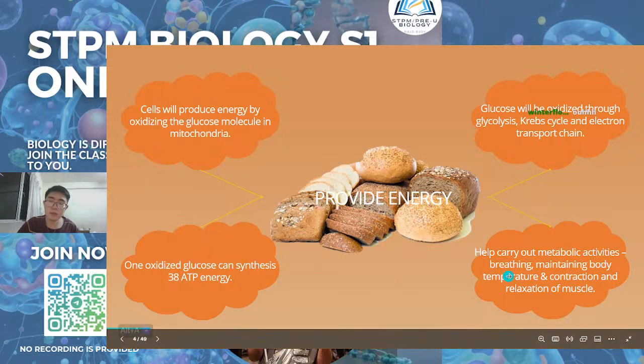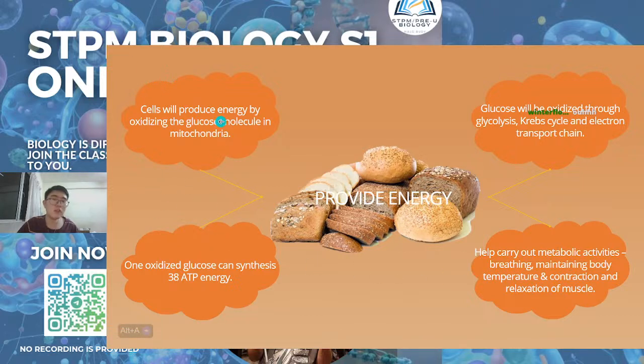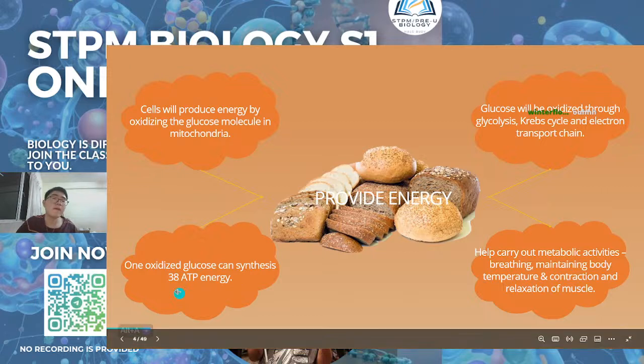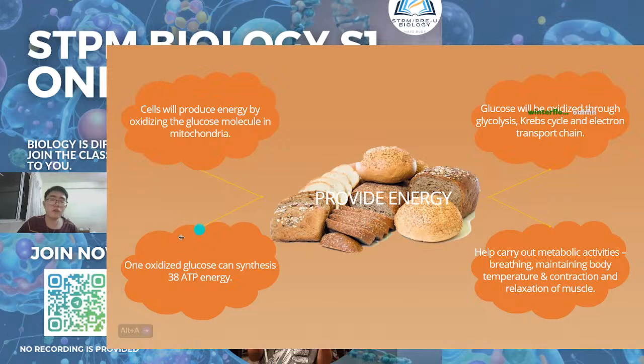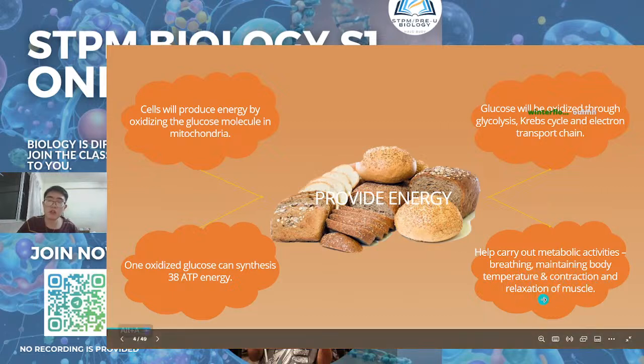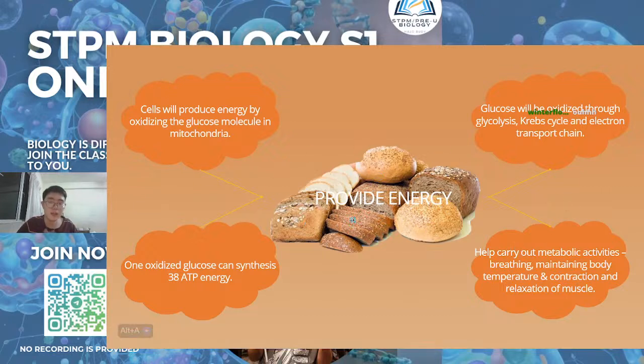This one I think you can read by yourself. Actually, it is just the general function. So it will produce energy by oxidizing glucose in the mitochondria. It will also oxidize through glycolysis, the Krebs cycle, and the electron transport chain. You will learn more detail in chapter 5. One oxidized glucose can synthesize 38 ATP, which you will also learn in chapter 5. It also carries out metabolic activities, breathing, maintaining body temperature, and contraction and relaxation of muscle. So the main function is to provide energy to us.